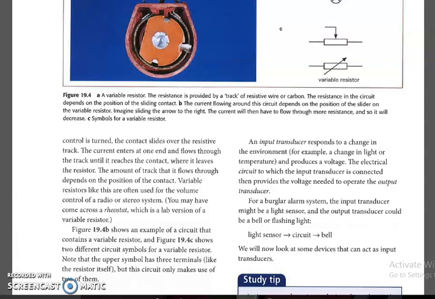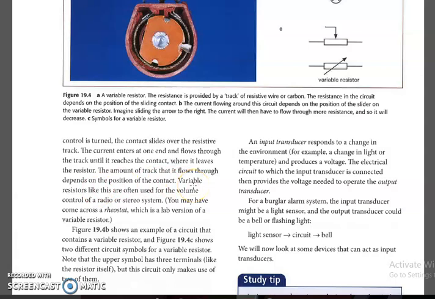Here the controller turns the contact that slides over the resistance track. When we slide the contact, the length of the wire increases or decreases. As the length of the wire increases, the resistance increases. As the length of the contact wire decreases, the resistance decreases. The current enters at one end and flows through the track until it reaches the contact where it leaves the resistor. So the amount of track it flows through depends on the position of the contact.